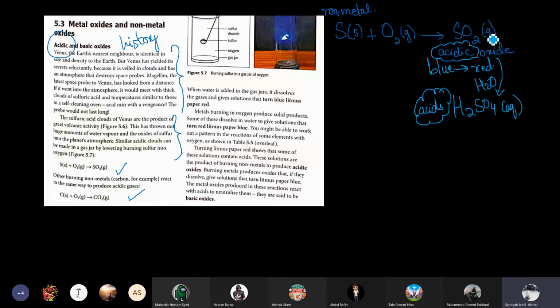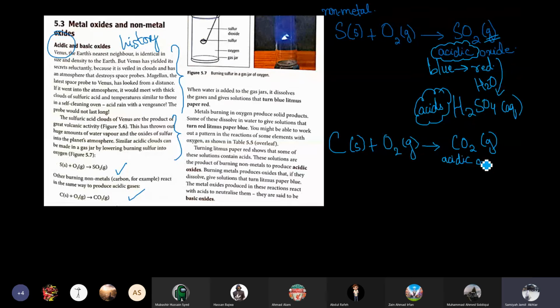So a non-metal acidic oxide is a gas. When we dissolve it in water, it gives a liquid or aqueous acid. Similarly, the other example is of carbon. Carbon is a solid, and when it reacts with atmospheric oxygen, it forms carbon dioxide gas, which is again a non-metal oxide, and when we tested it by litmus paper, it turned blue litmus red. So it means it's also acidic.